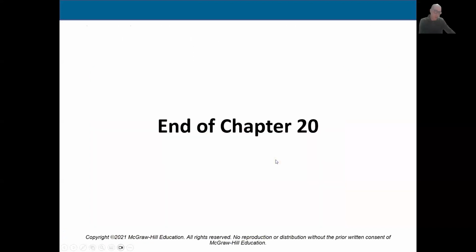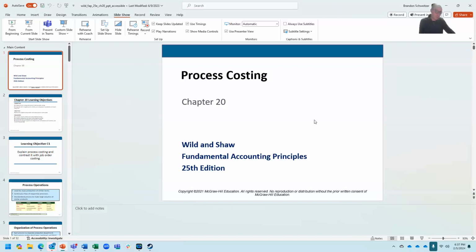Okay, my friends, we made it to the end of our discussion on process costing. Because of the complexity of equivalent units of production, I want you to focus on that part because it's usually the most difficult part for students to understand. Are there any comments, questions, or concerns that you have about process costing?